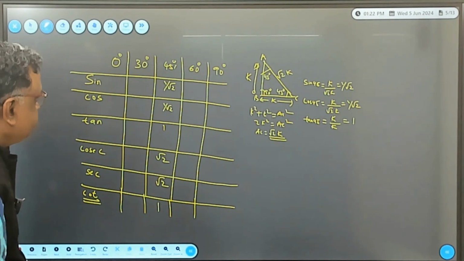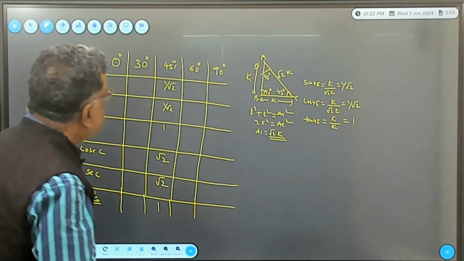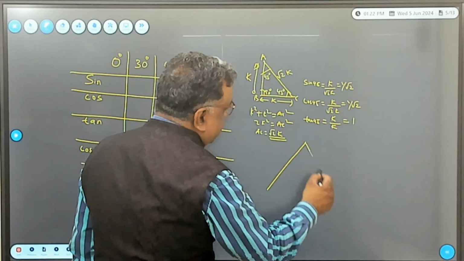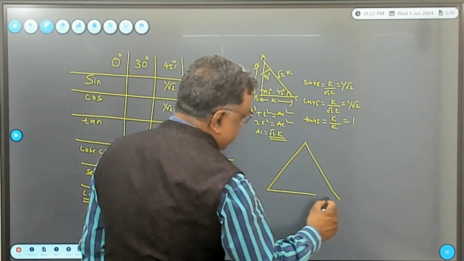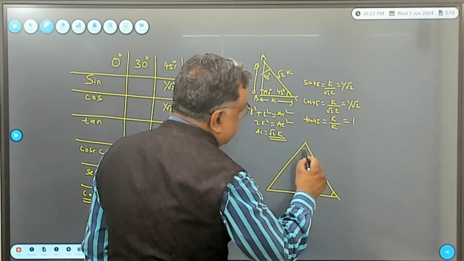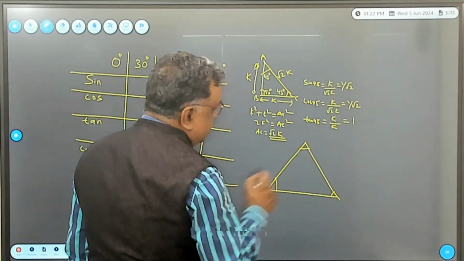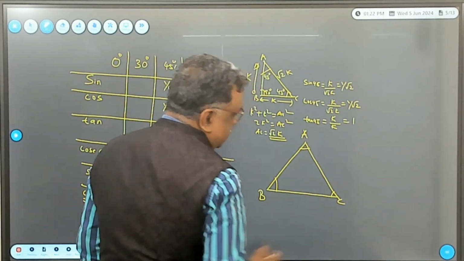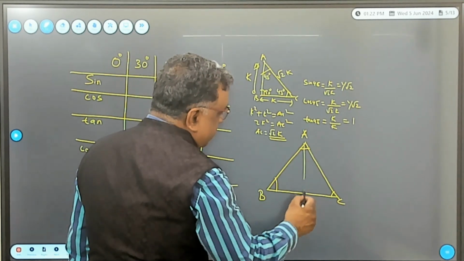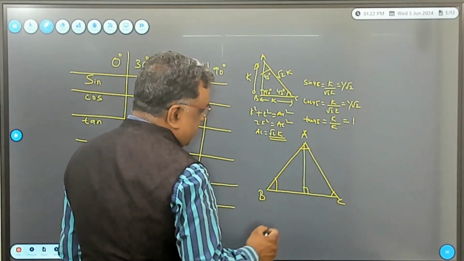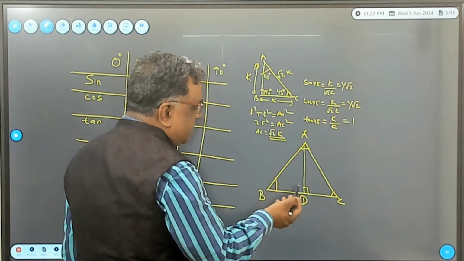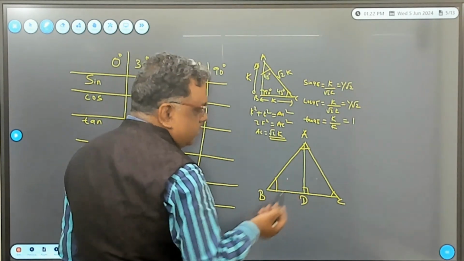Okay. Now let us try to deduce the angles 30 and 60 degrees. For that, I will draw an equilateral triangle. Right? ABC. And I will drop a perpendicular from here. Now, we have learned in our 8th grade, 9th grade earlier in triangles that these two triangles become congruent.